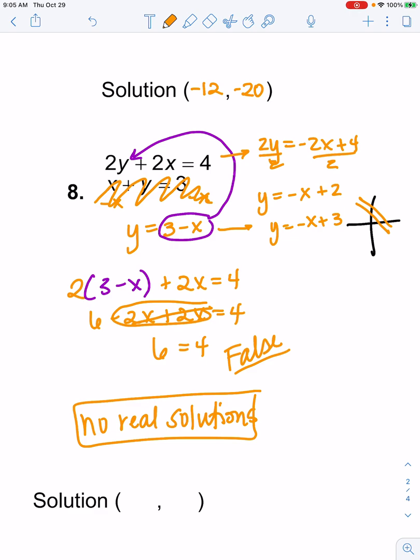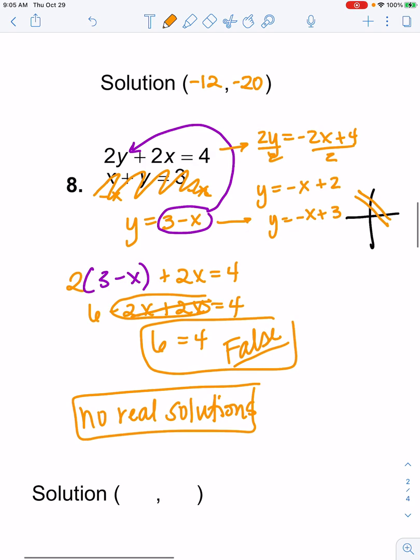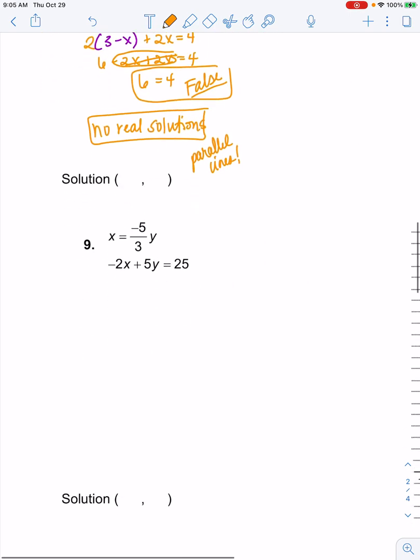So you'll notice, just like when we solved equations back at the beginning of the year, this false statement thing still holds true. If you get a false statement, it still means no real solutions. It means that these lines were parallel lines and they don't have a shared solution. Okay? All right, number 9.